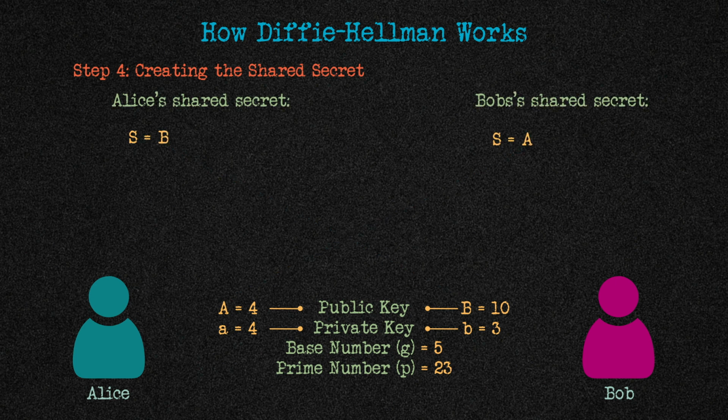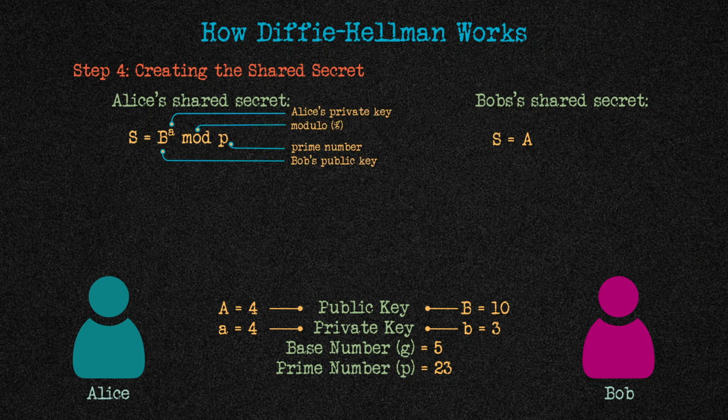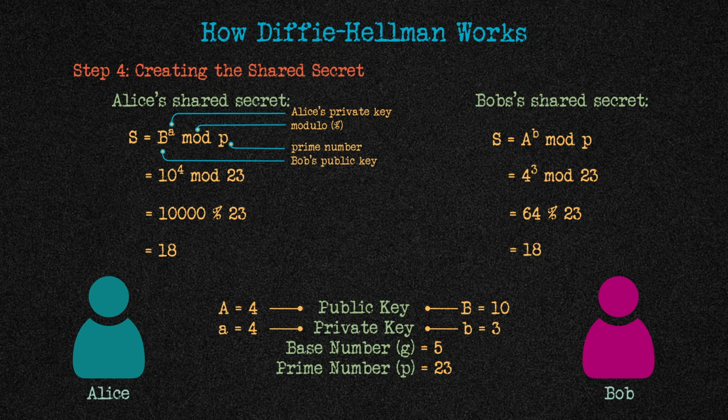Alice combines Bob's public key with her private key. And Bob does the same with Alice's public key and his private key. And just like that, using each other's public keys, they both arrive at the exact same shared secret. They never had to send the secret itself.